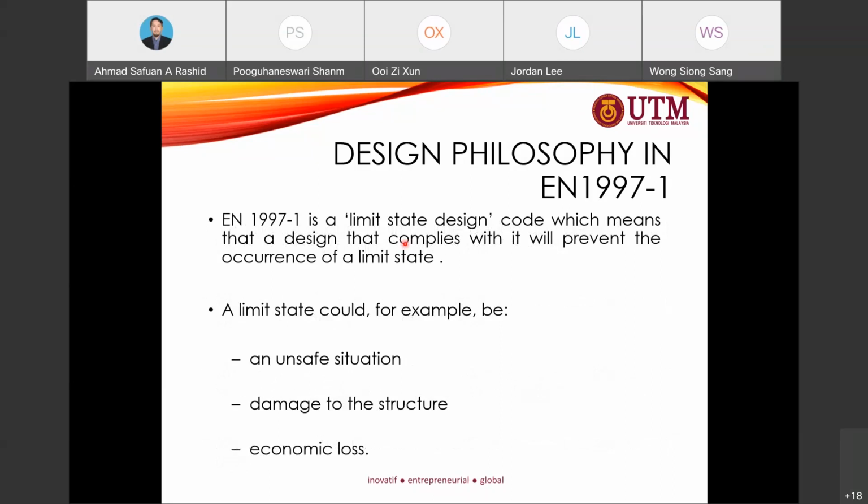It is a limit state design code, which means that a design that complies with it will prevent the occurrence of a limit state. A limit state could, for example, be an unsafe situation, damage to the structure, or economic loss.